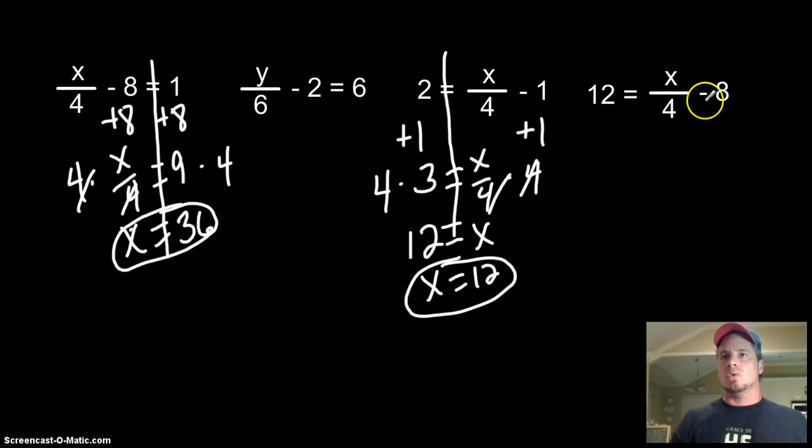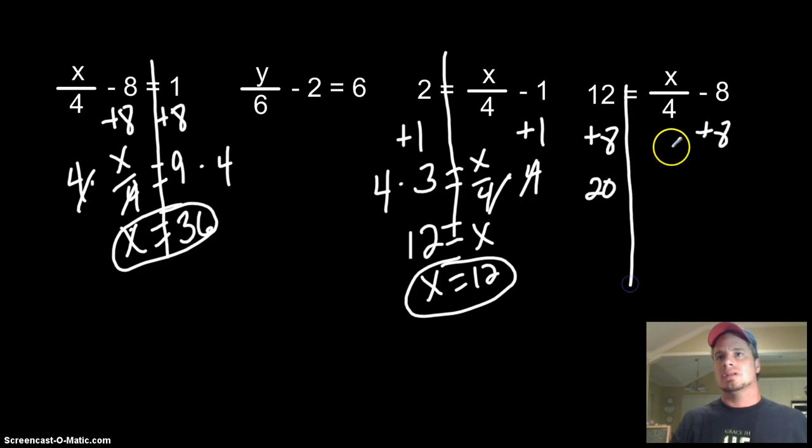Okay, let's do one more. Again, I've got -8 here. It's a -8. I'm going to add 8 to both sides. Add 8 to both sides. Okay, so 12 plus 8, well, that is 20. Didn't draw my line down here. Okay, this cancels. I get x over 4 equals 20.